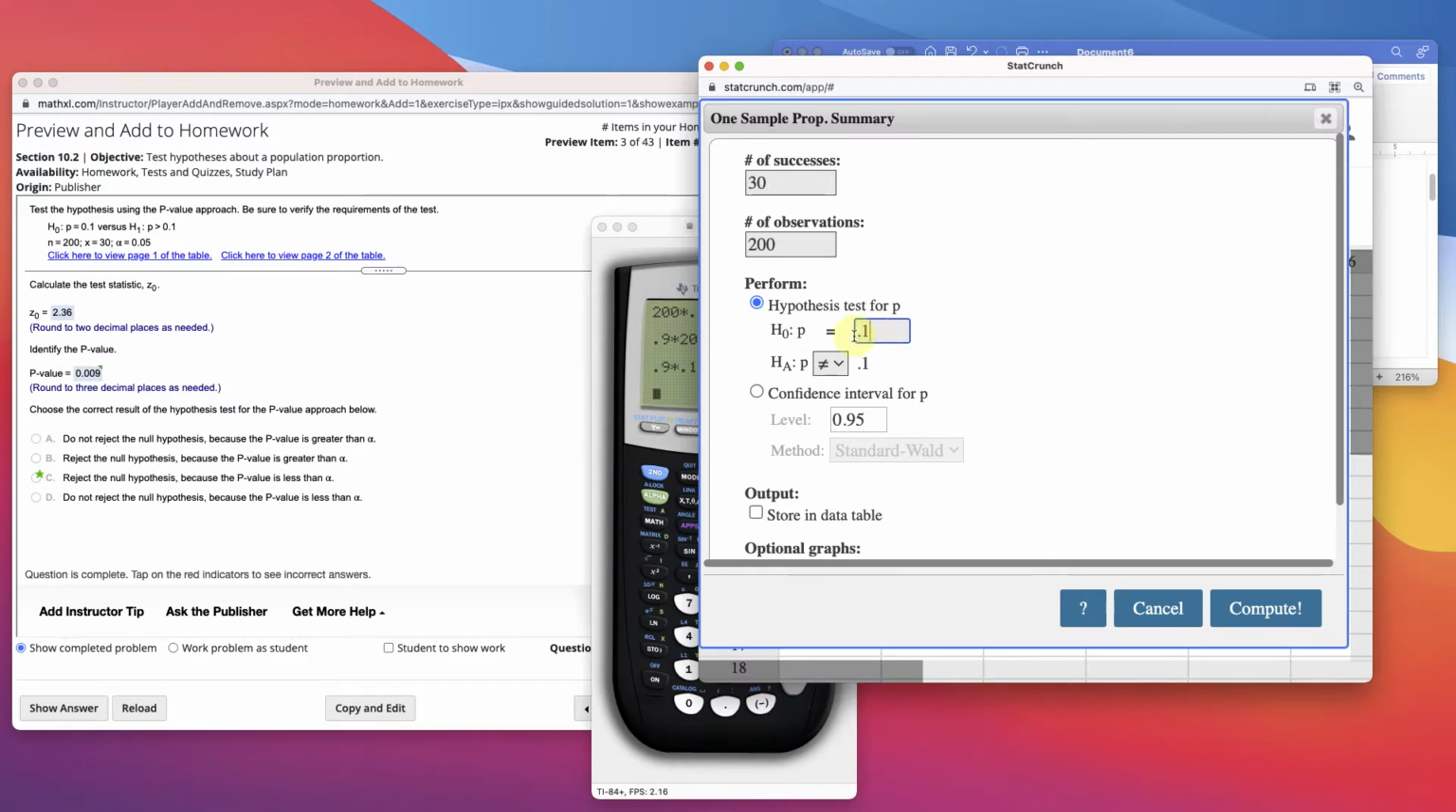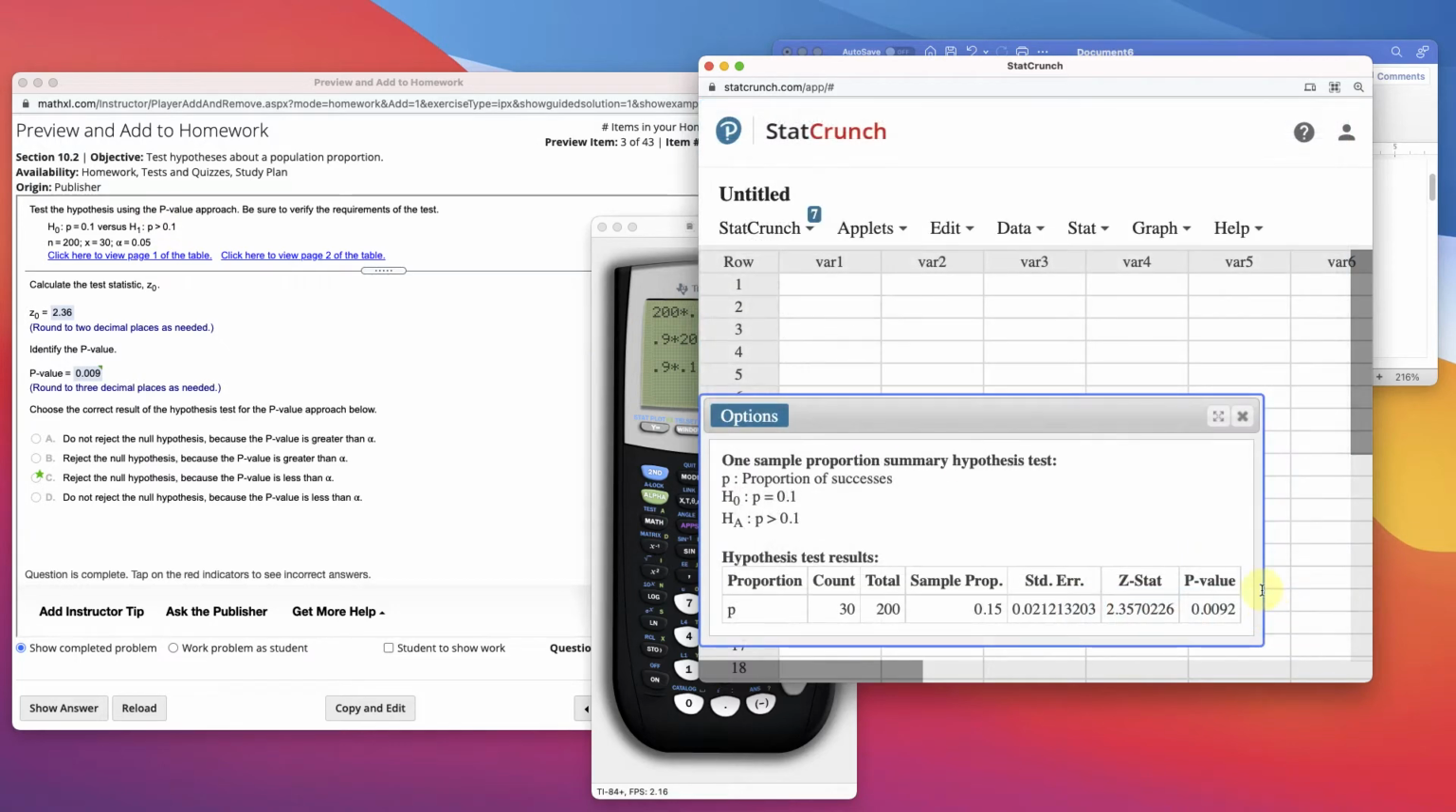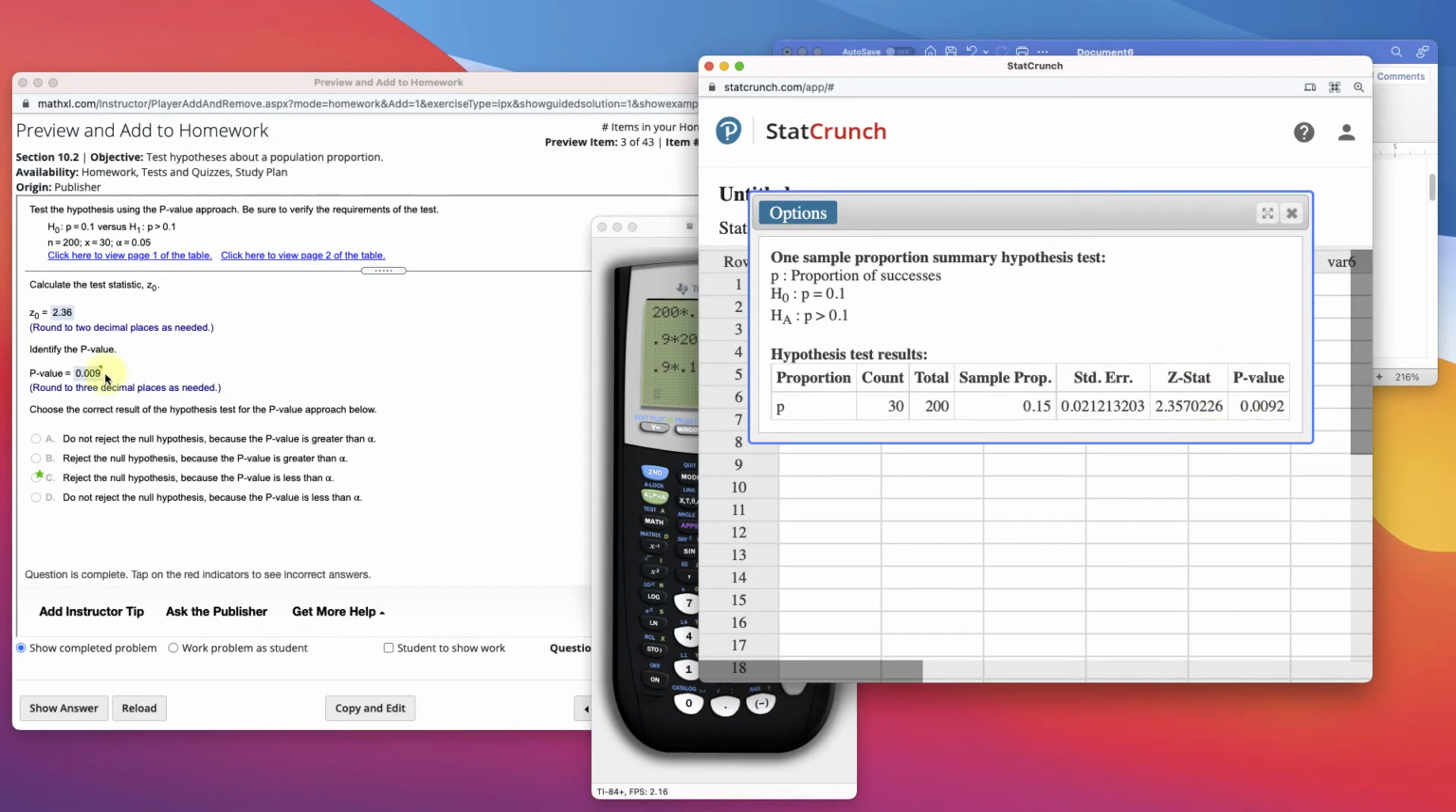0.1. And then we have a greater than. So we're looking at a right tail test here. Greater than. And click Compute. We will get our p-value and our z statistic. So we don't have to do any type of work there, and we just look at the p-value and make the claim according to the level of significance. It is less than the level of significance, right? So it's outside that boundary. So we're going to reject the null hypothesis because the p-value is less than alpha. If it was greater than alpha, we wouldn't reject.